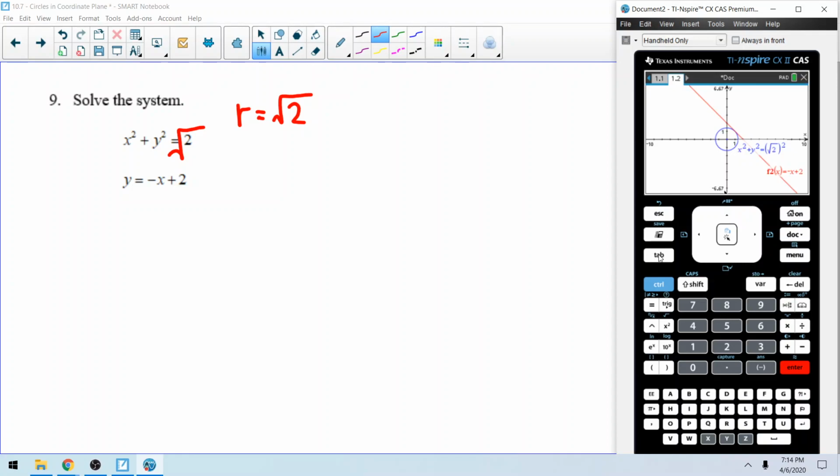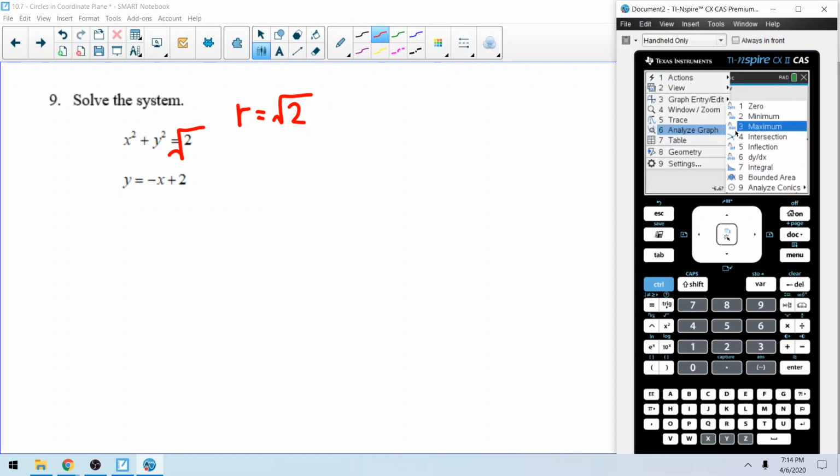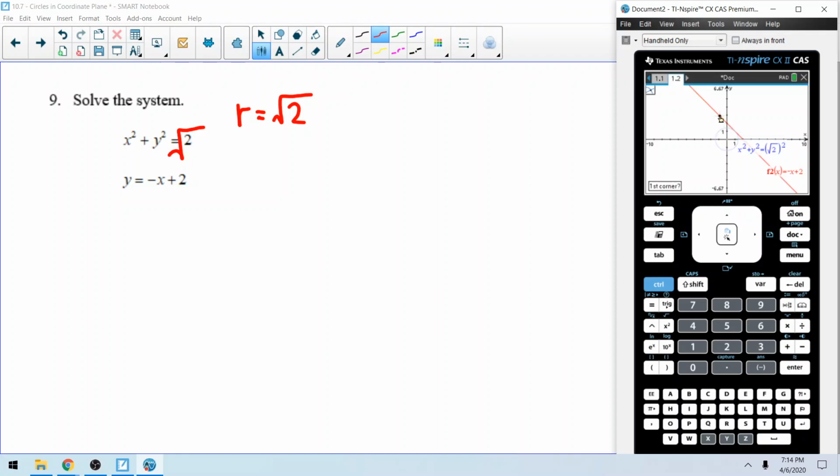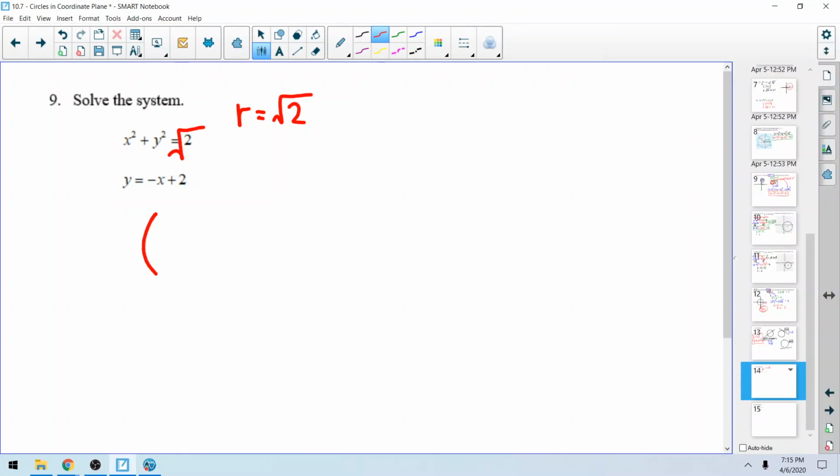So looking at that, that looks kind of tangent to me. I'm guessing that's only one intersection. So menu, analyze, intersect, drag. Yeah, even if I keep getting bigger, it looks like it's only got one intersection there. Drag that out of the way. 1, 1. So solution, 1, 1. And that one only has one solution.